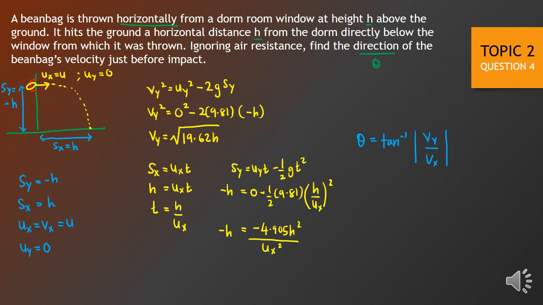So then we can cross out some of the values here, some of the quantity, the negative can cancel out. We have h on both sides, and then we can express ux as a function of h again. So ux is equal to the square root of 4.905 h, and since ux is equal to vx, this is vx as well. So vx is equal to the square root of 4.905 h.